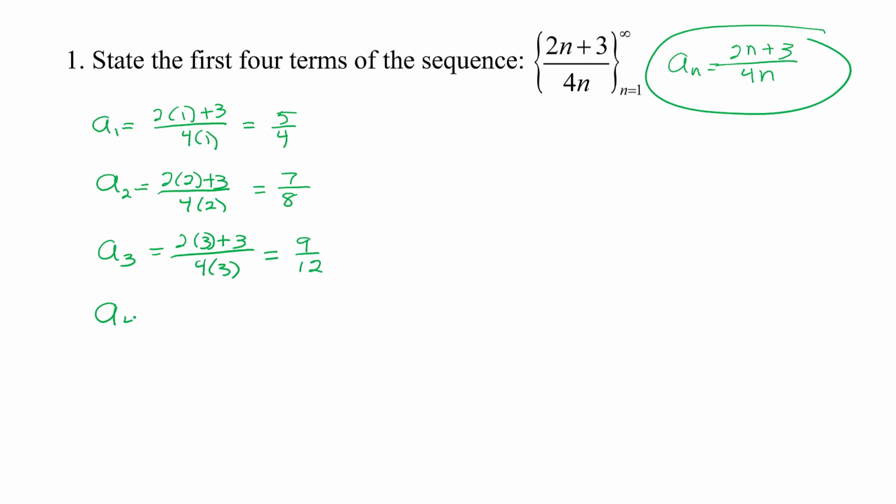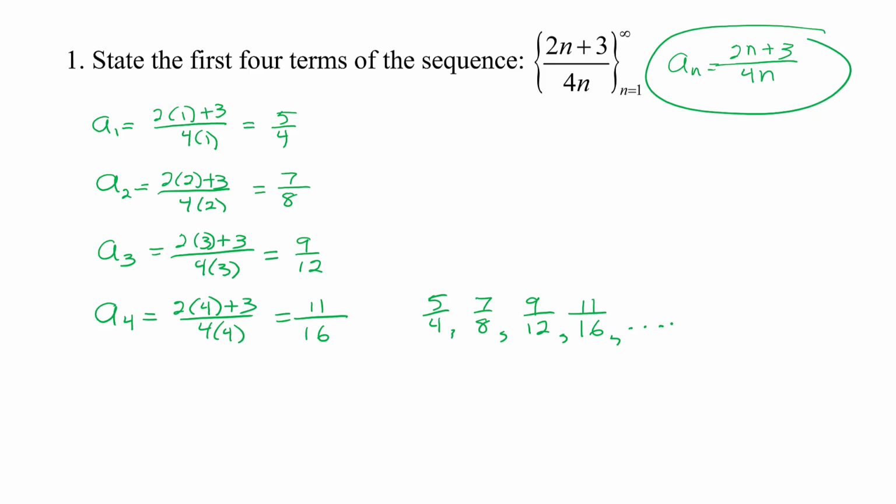A sub 4, where n is equal to 4, 2 times 4 plus 3 over 4 times 4, and we get 11 over 16. So we have 5/4, 7/8, 9/12, which we could simplify to write that as 3/4 if we wanted, and then 11/16. And we could keep going, but we were only asked for 4 terms here, so let's call this good.